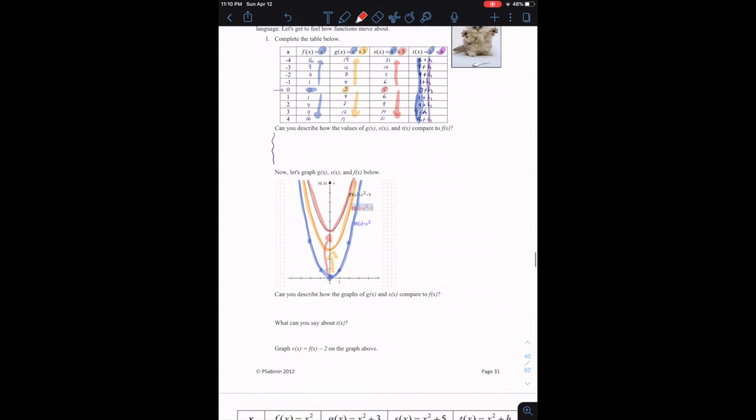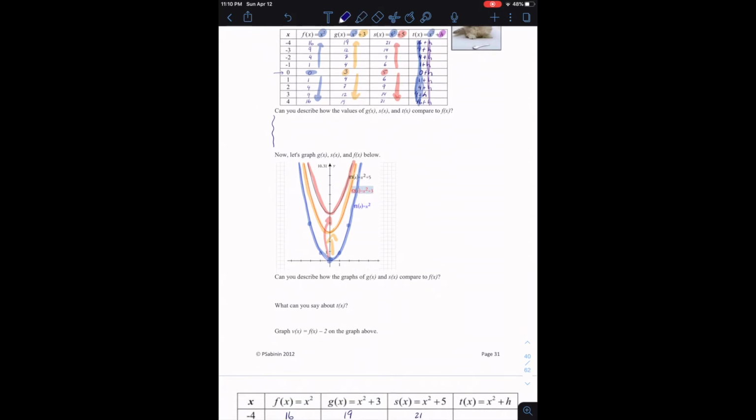So what I'd like you to write down are some observations that you notice about these three functions. And what do you think is going to happen to t of x, where we are adding h to the x squared? And finally, let's talk about f of x minus 2. So f of x is our squaring function. So v of x is the squaring function minus 2.